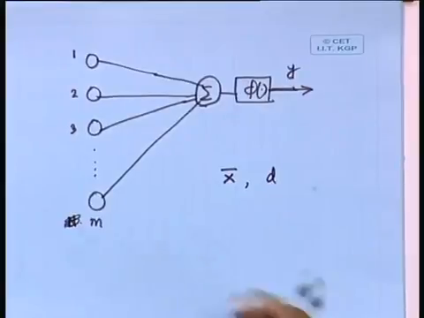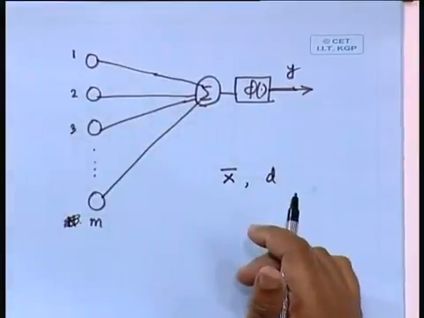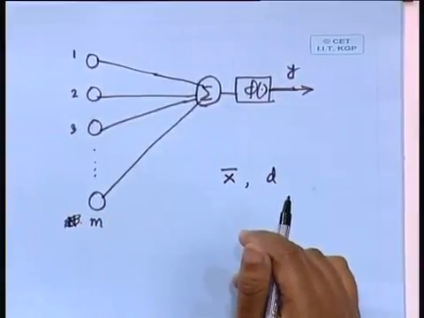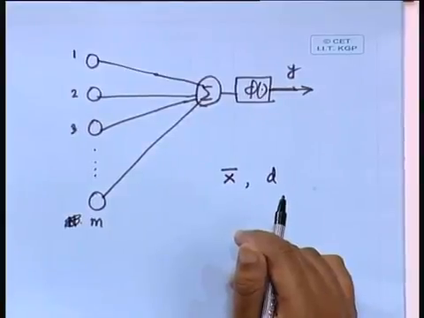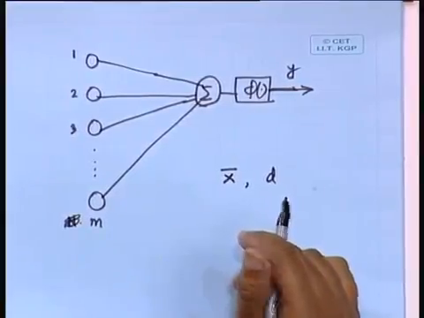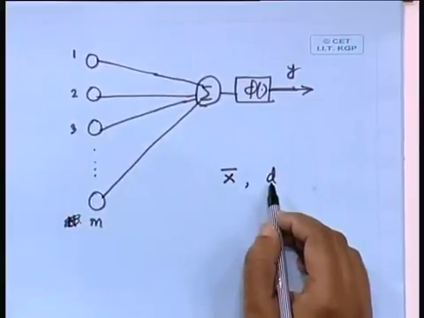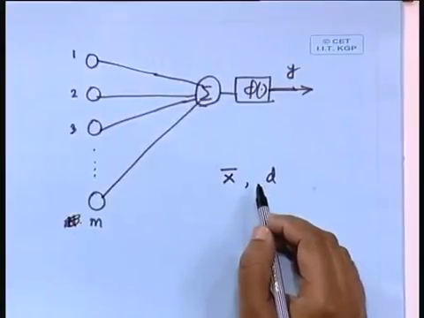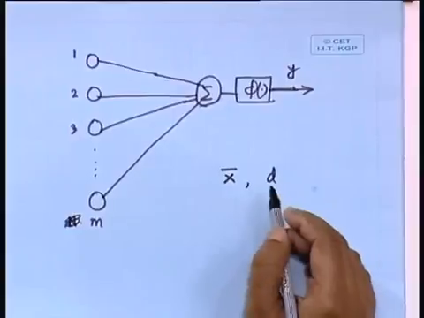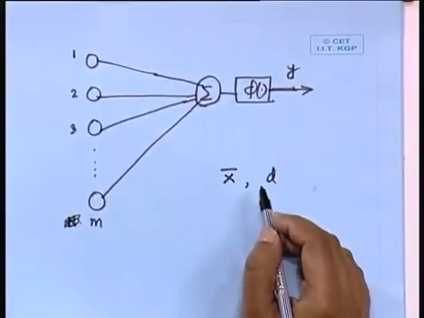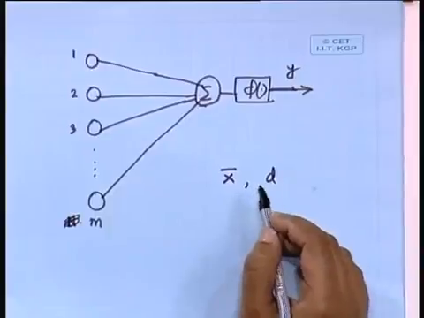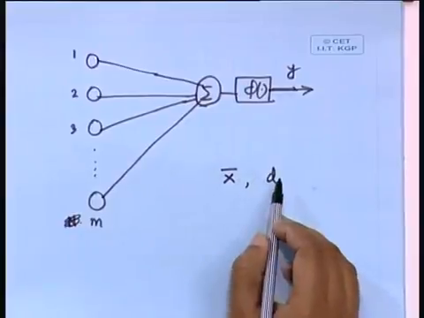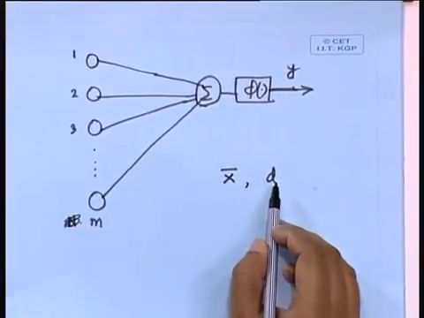Now, if I have multiple such output units, then d is also going to be a vector. But without loss of generality, I can consider the case of a single neuron as an output, and its response I am calling d. In fact, d could be a vector or a scalar, but without loss of generality I am considering d to be a scalar quantity. So associated with this pattern x vector, we are going to have d as the desired response.